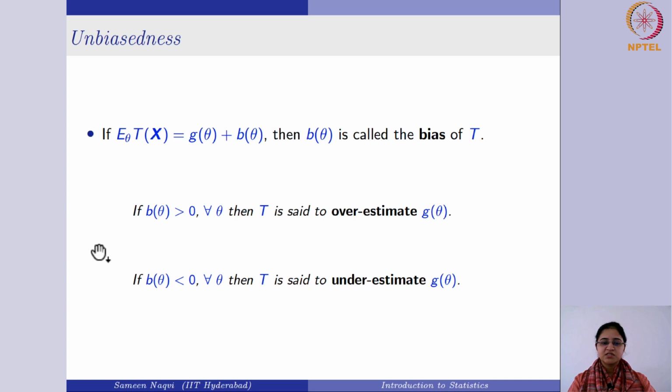Likewise, if it is less than 0, it means that you are subtracting something from g(theta). Had it been g(theta), you would have said it is unbiased, but since it is less than g(theta), you are subtracting something from that. You say that it is underestimating your parametric function.